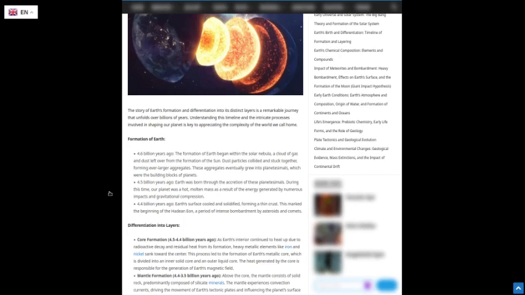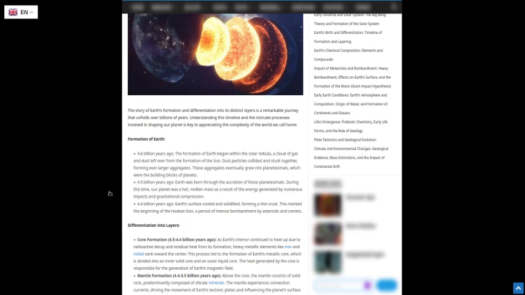The formation of Earth began with the solar nebula, a cloud of gas and dust left over from the formation of the sun. Dust particles collided and stuck together, forming ever larger aggregates. These aggregates eventually grew into planetesimals, which were the building blocks of planets. 4.5 billion years ago, Earth was born through the accretion of these planetesimals.